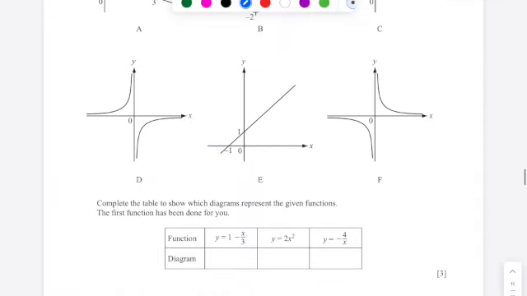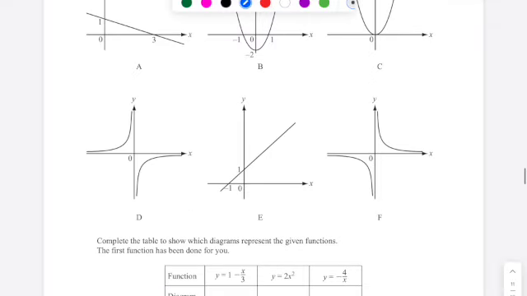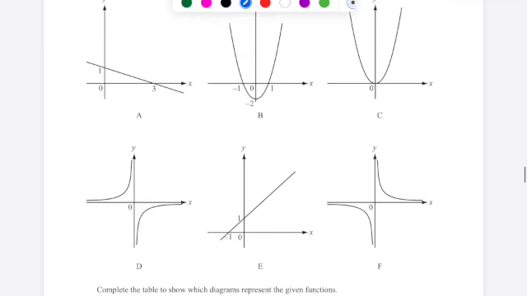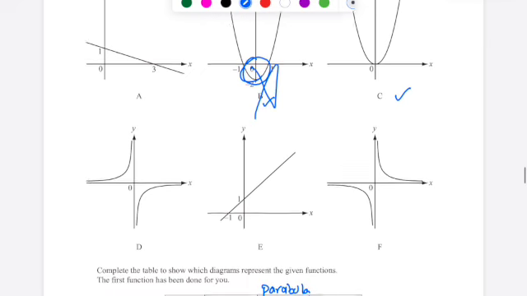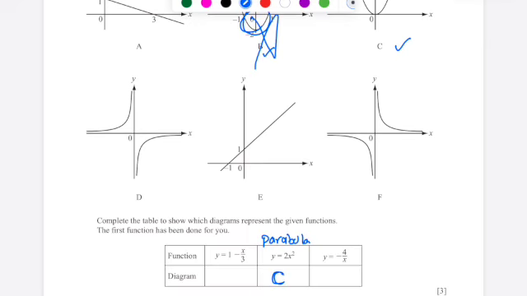So now y equals 2x squared. So it's going to be a parabola. So which one is a parabola? Either the second, B or C. But B is not passing through the origin. So therefore it cannot be B. So it has to be C.